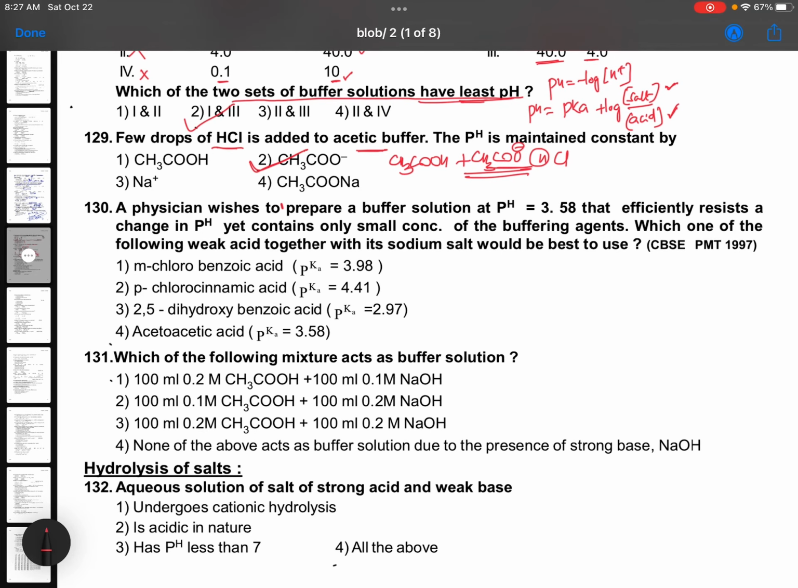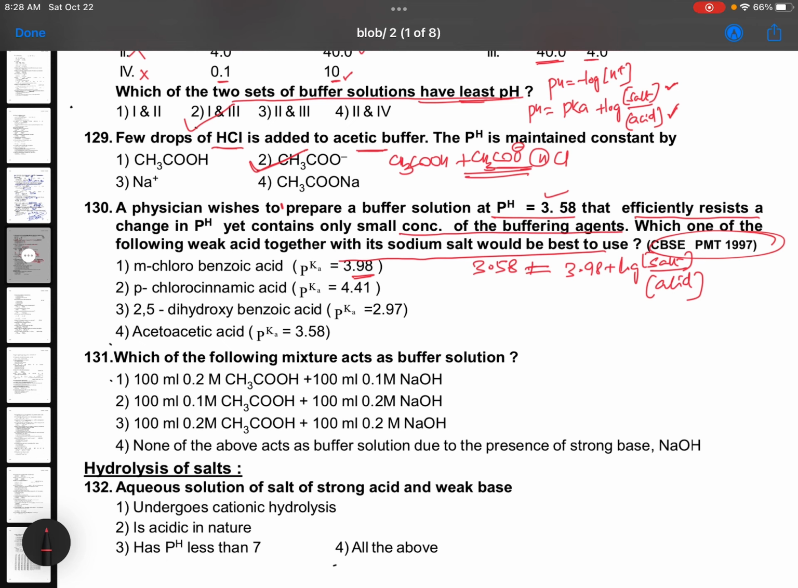See, one big question you can see here. A physician wishes to prepare a buffer solution of pH equal to 3.58 that efficiently resists a change in pH and so on. Which one of these following? So the question is asking for pH 3.58. pH is equal to pKa, pKa is given as 3.98, plus log of salt by acid. So in which case is it going to be possible?